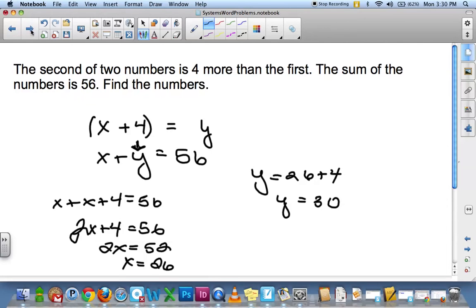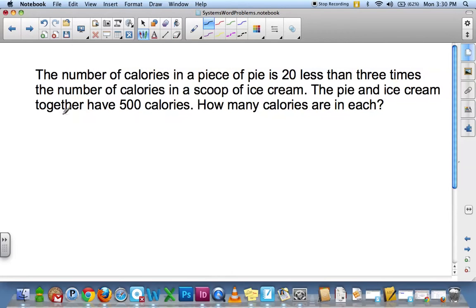Okay, one more problem. It says the number of calories in a piece of pie is 20 less than 3 times the number of calories in a scoop of ice cream. The pie and ice cream together have 500 calories. How many calories are in each? So I know the second equation is going to be a lot easier than the first statement. So I'm just going to say that the pie is x, the ice cream is y, and the total number of calories in both is 500.